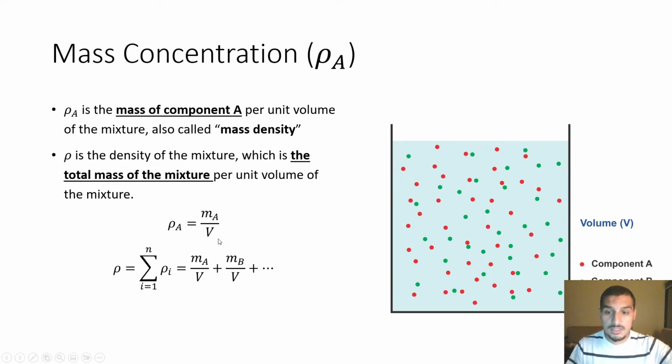So rho A is MA divided by the volume. This is the mathematical representation of it. And rho is MA divided by volume plus MB divided by volume, and so on. So the summation of all the mass concentrations is the density of the mixture.